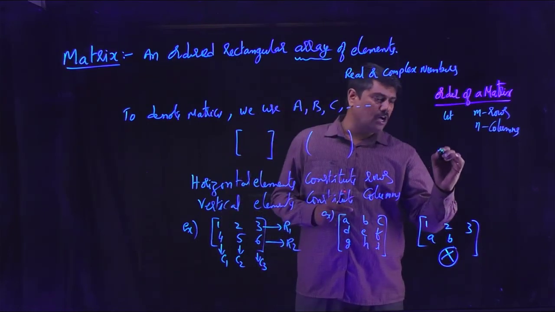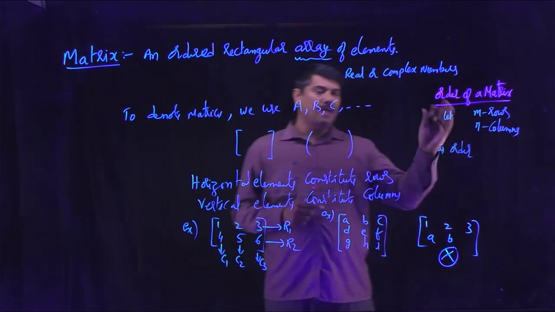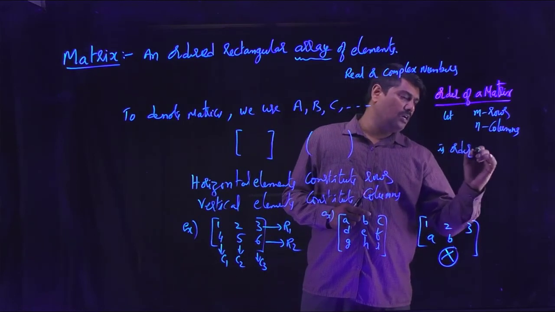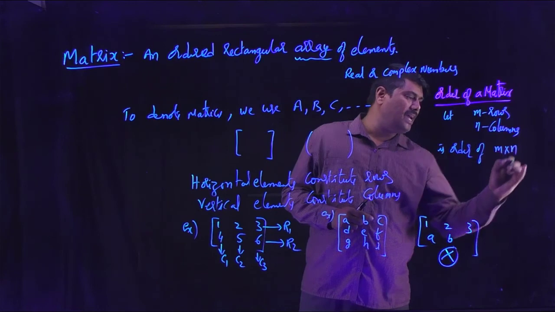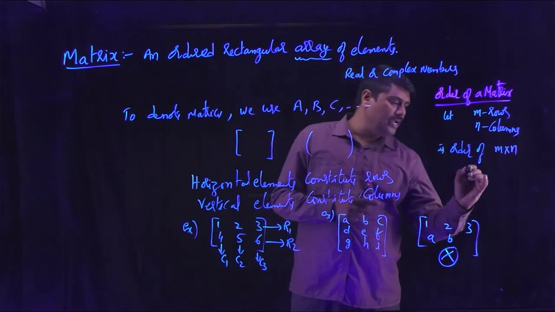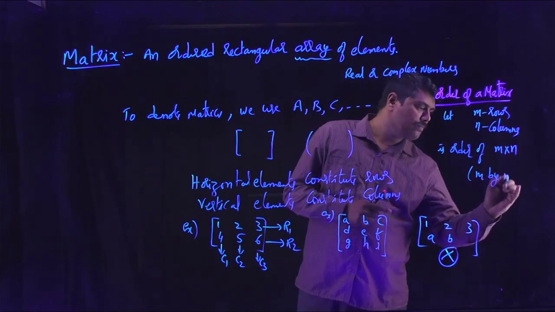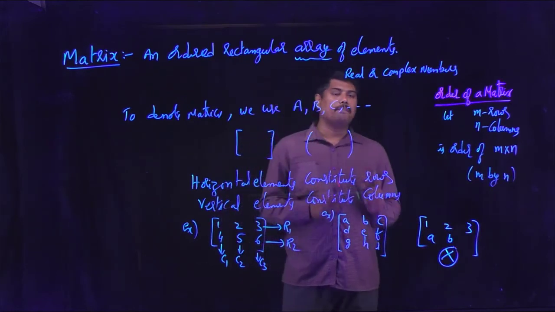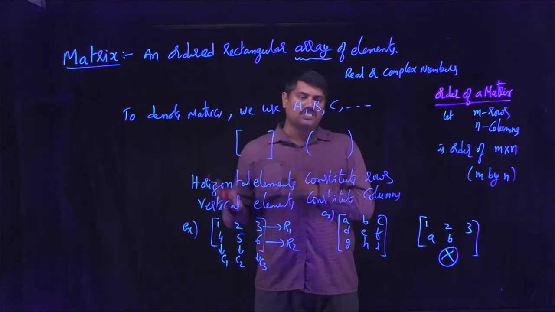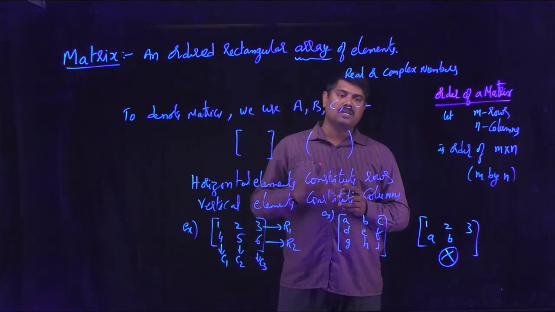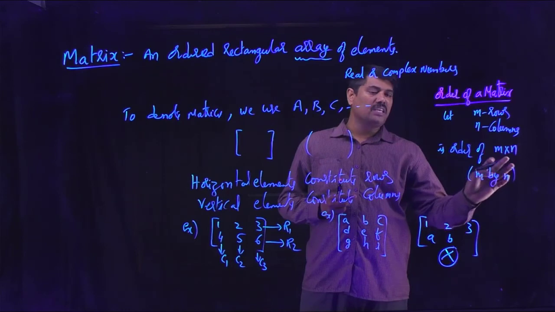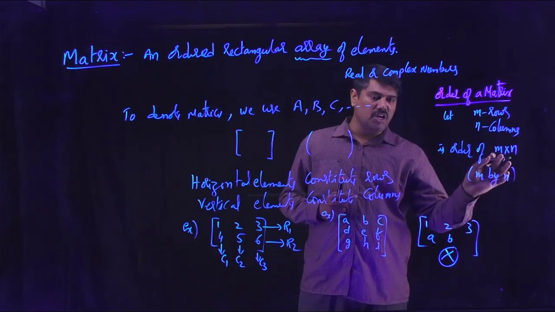Then that matrix is said to be of order m by n. We write it as m into n, but you should not read it as m into n. Read it as m by n. So if any matrix contains m rows, the first point indicates how many rows it contains, then how many columns it contains. If it contains m rows and n columns, then that matrix is said to be of order m by n. Read it as m by n instead of m into n.